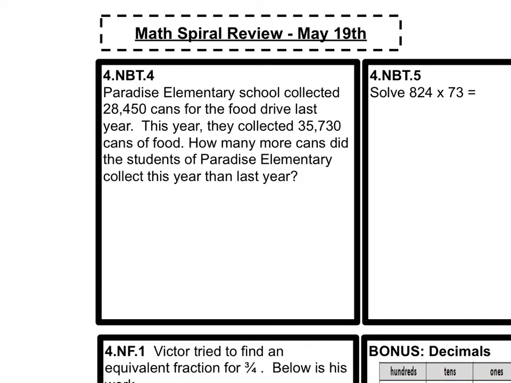So the key phrase to know here is how many more. When you see a phrase like how many more, it generally means that you need to subtract. So we're going to go ahead and subtract, keeping the bigger number on top. We have to subtract this number from this number, but again, keeping the bigger number on top, so I'm going to put 35,730 on top and subtract 28,450. Again, we always start our subtracting in the ones place, so 0 minus 0 is 0.